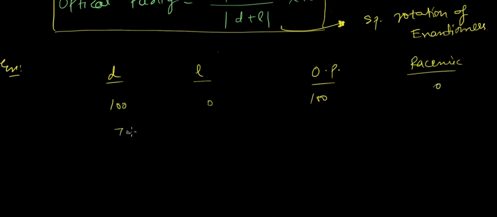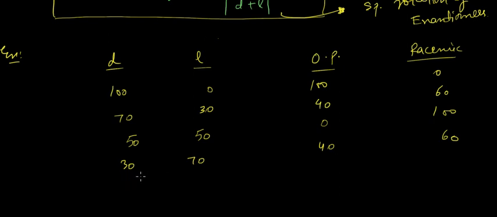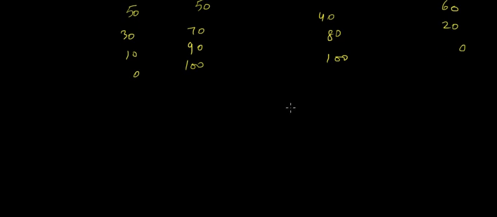D as 70, L as 30, optical purity would be 40, racemic would be 60. 50-50, 0 and 100. If we have 30-70, again 40 and 60. If we have 10 or 90 maybe, then 80 and 20. And if we have 0 and 100, 100 and 0. Okay, so this completes our part on optical purity.